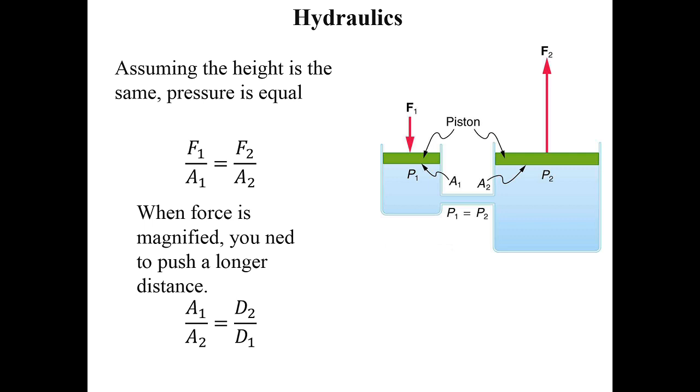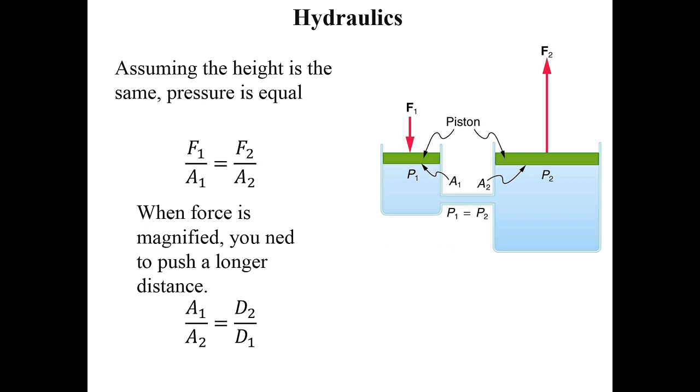So to be more quantitative about it, the force on piston 1 divided by the area of piston 1 is equal to the force on piston 2 divided by the area of piston 2. If we rearrange this equation, then force 2 is equal to force 1 times the area of 2 divided by the area of 1. So the larger the area of 2, the larger the force on 2, and the smaller the area of 1, the larger the force on 2. Basically, you multiply the force by the ratio of the areas, with the piston with the larger area having a larger force.